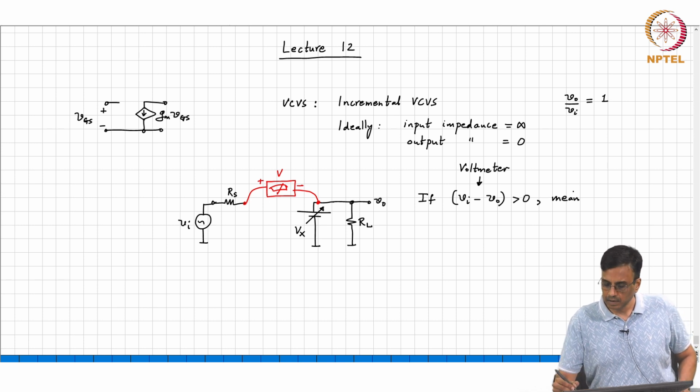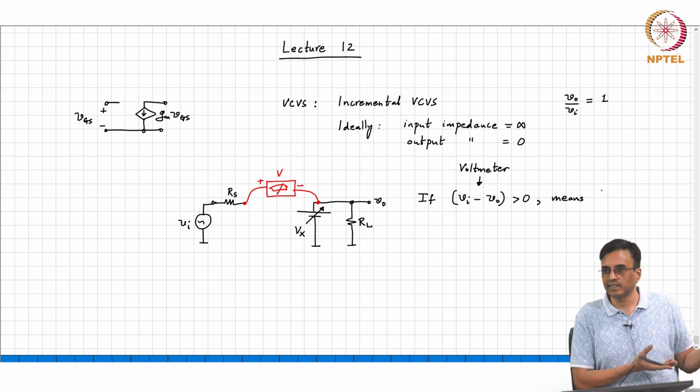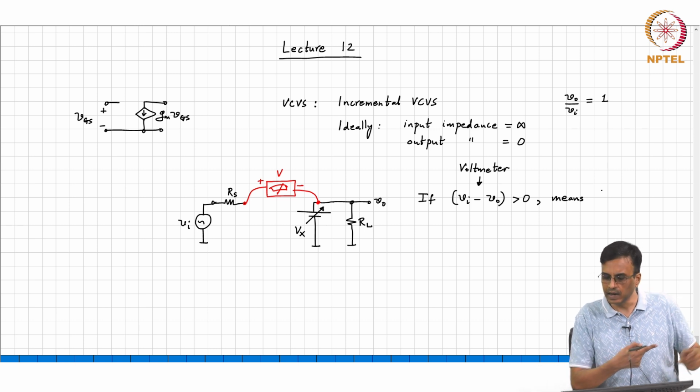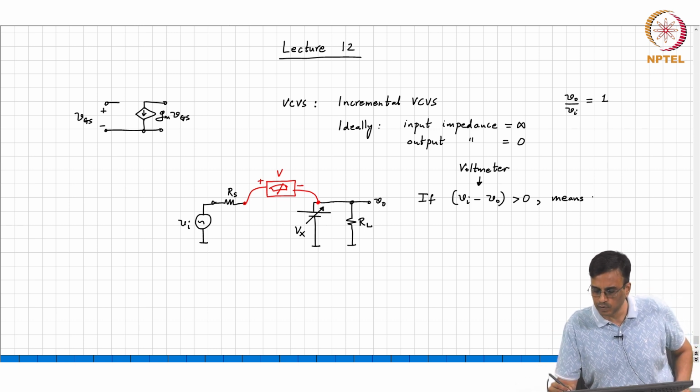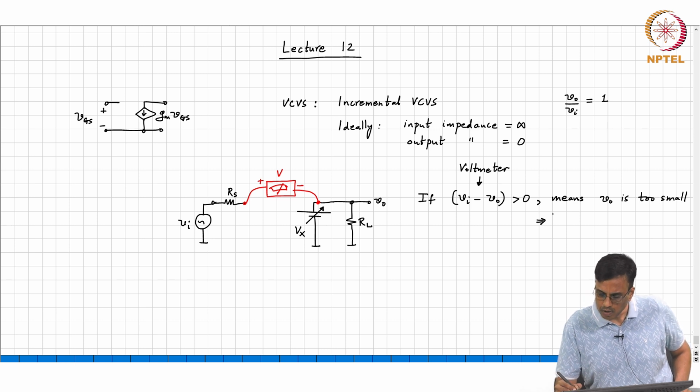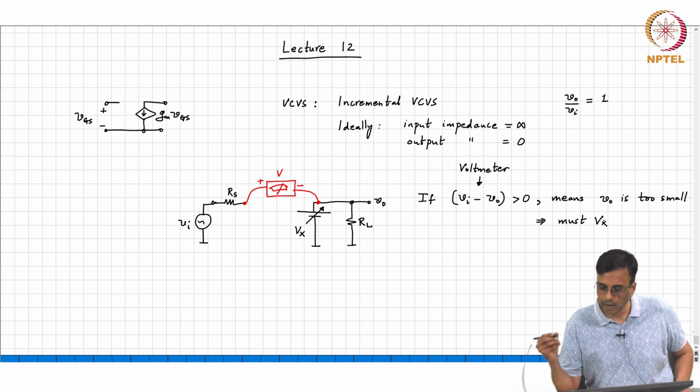Vi is what Vi is. You can't say it is too little or too high. It is Vo's job to follow Vi. So if Vi minus Vo is greater than 0, it means that V naught is too small. What must I do therefore? Must increase Px.